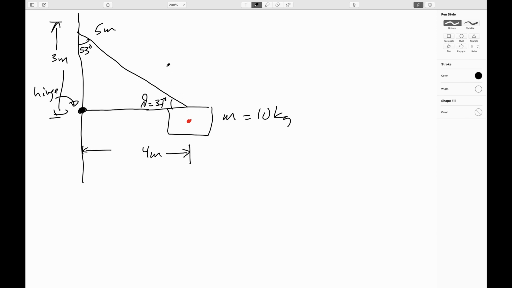So what I want to know is, what is the tension in the guy wire? And I want to know the magnitude and the direction of the normal force that the hinge applies to the massless rod here.